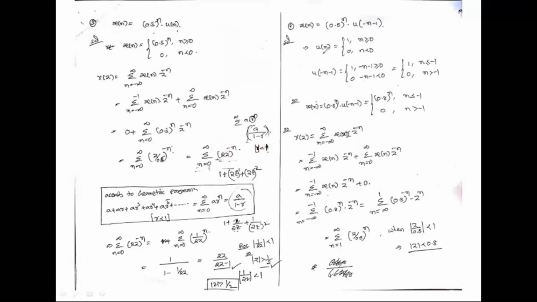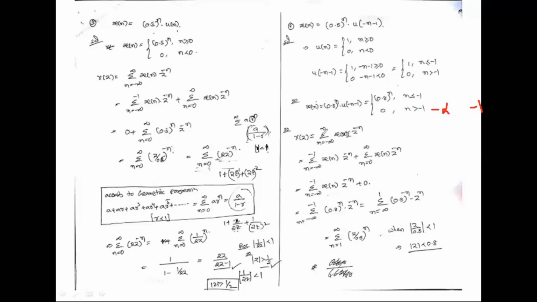So u of n is equal to 1 for n greater than or equal to 0, and 0 for n less than 0. And u of minus n minus 1 is 1 when minus n minus 1 is greater than or equal to 0, that is, n is less than or equal to minus 1. That means the range is from minus infinity to minus 1, and only there the value is 1. Got it, my students?